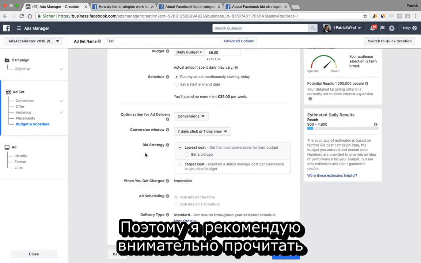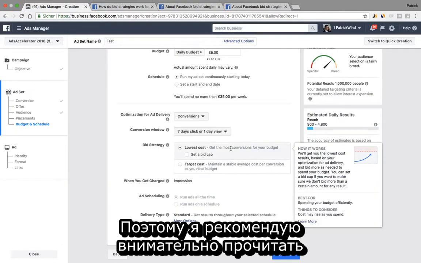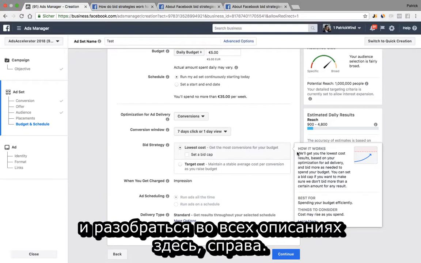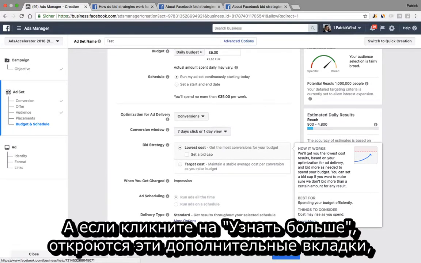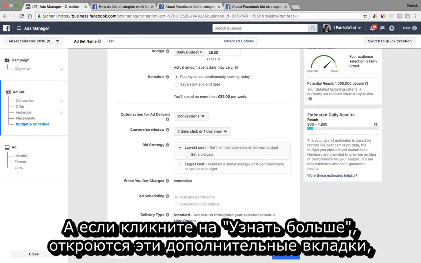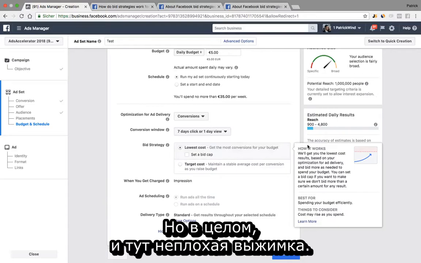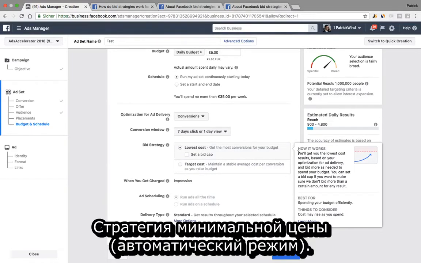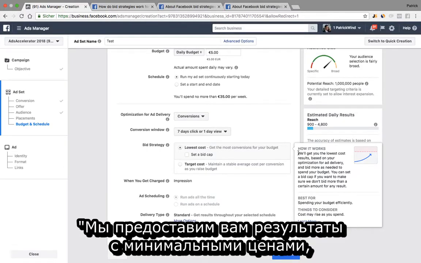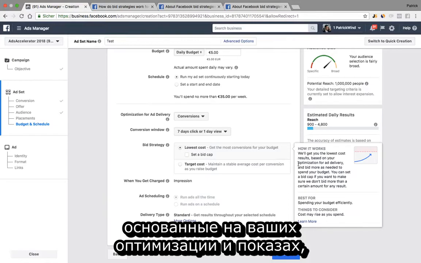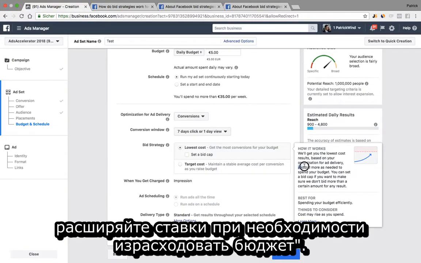So therefore, I would recommend you to clearly understand and read those descriptions here on the right. And if you click on learn more, it will open up those additional tabs that you can read more information. Okay. However, it's already a good summary here. How it works: the lowest cost bid strategy, so the automatic one. Well, we'll get you the lowest cost results based on your optimization for ad delivery, and bid more as needed to spend your budget.